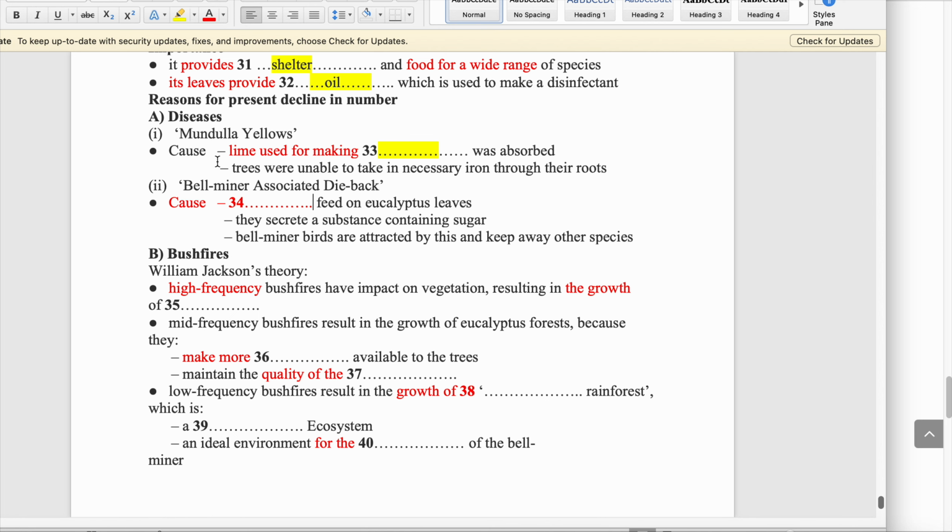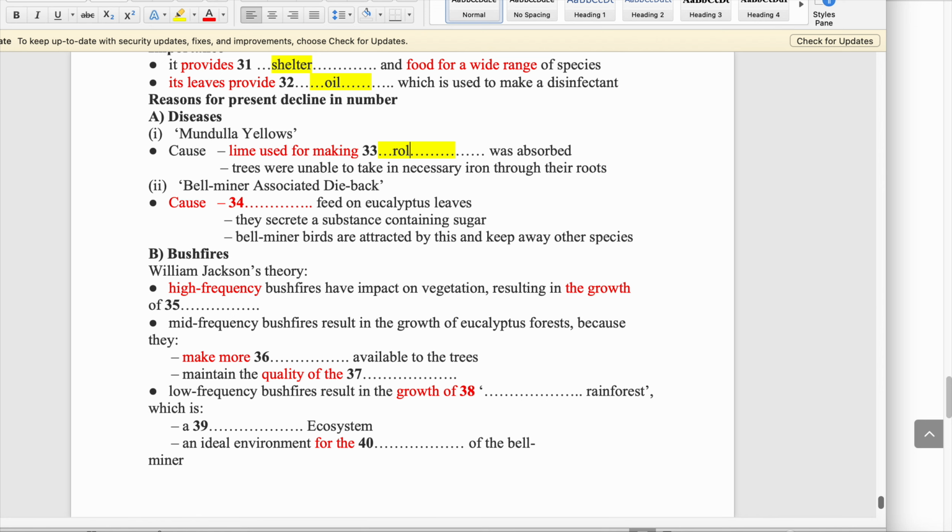As far back as the 1970s, the trees started getting a disease called mundula yellows. The tree's leaves would gradually turn yellow, then the tree would die. It wasn't until 2004 that they found the cause of the problem was lime, or calcium hydroxide, to give it its proper chemical name, which was being used in the construction of roads.